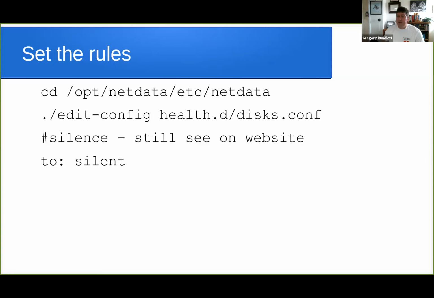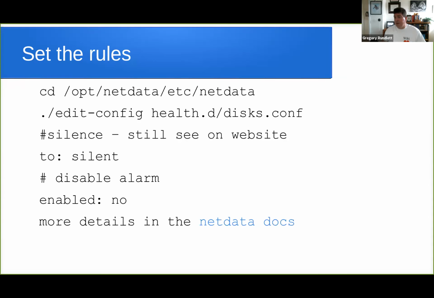The way to silence an alarm is to put the keyword silent next to the parameter for 2 in the configuration. That will silence an alarm. You will still see the alarm when you go to the website. And if you want to disable the alarm completely, just set enabled to no. There's more detail in the NetData docs on how to do all that.